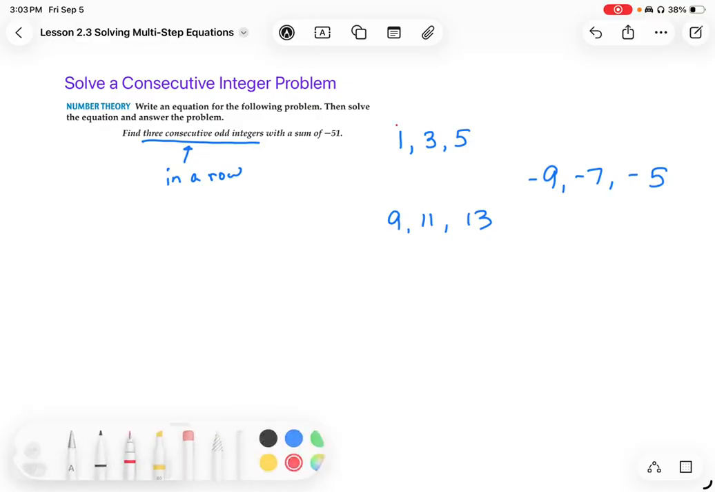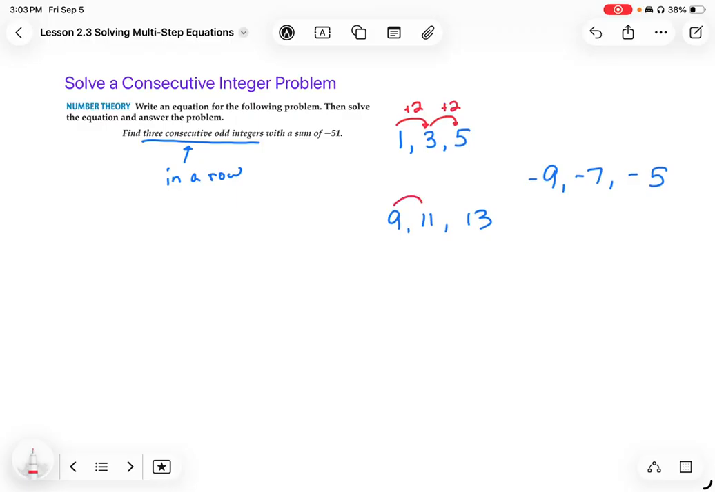In other words, if we take the number 1 and we add 2, we get 3. And if we take 3 and add 2, we get 5. Same thing with 9, 11, and 13. 9 plus 2 is 11, and 11 plus 2 is 13. And it's not quite as easy to see with the negatives, but -9 plus 2 is -7, and -7 plus 2 is -5. So how does this help us solve the problem?